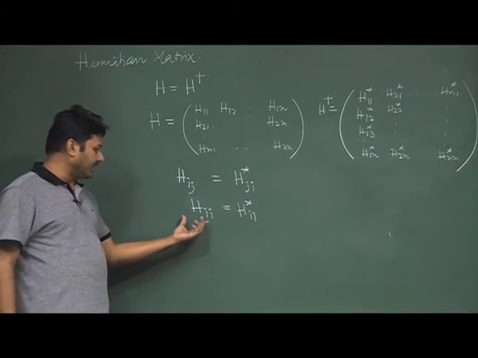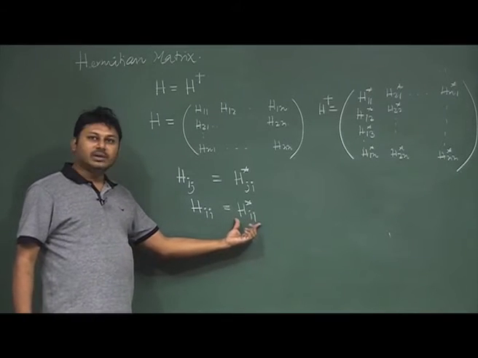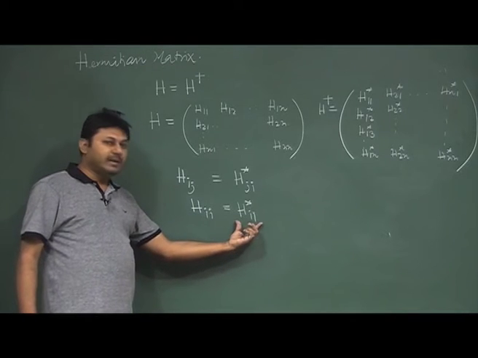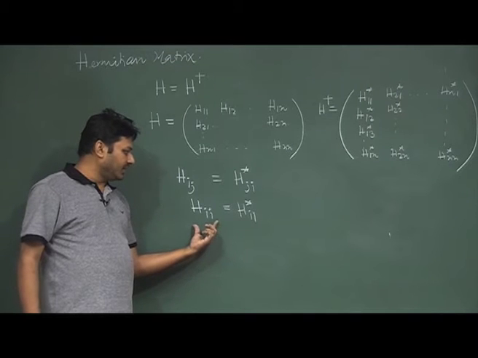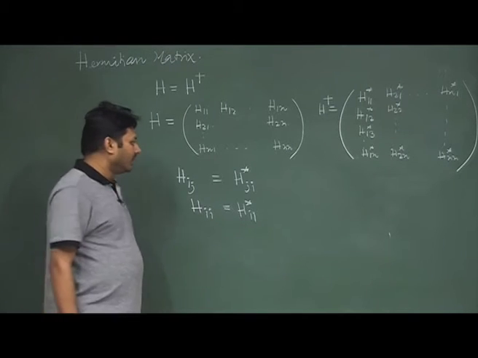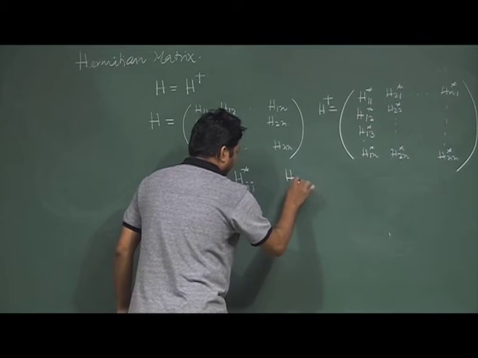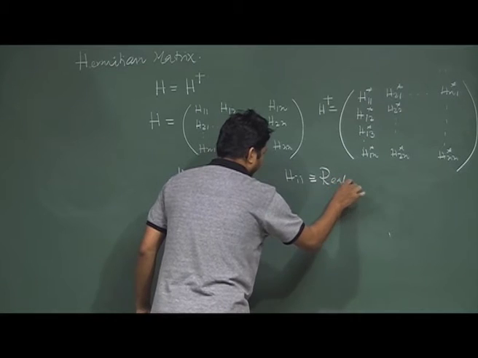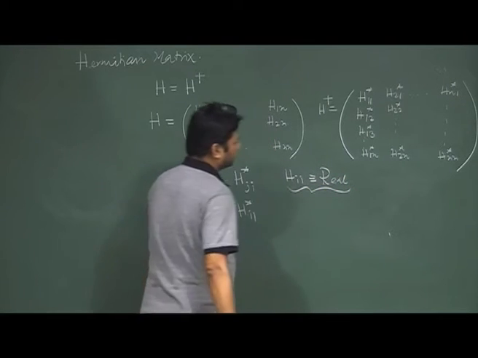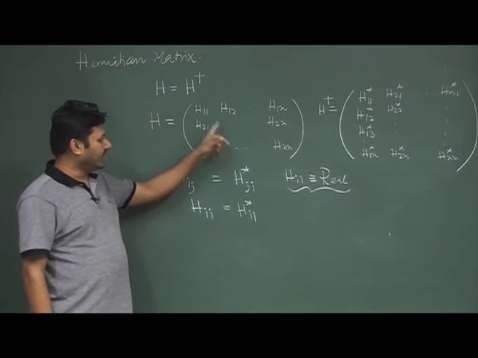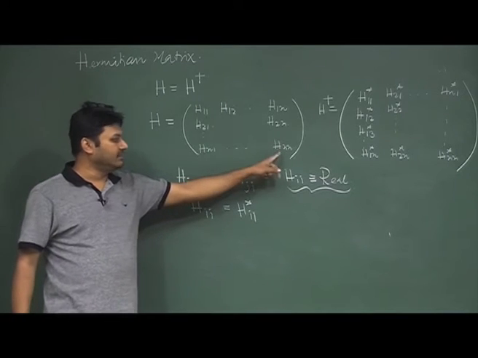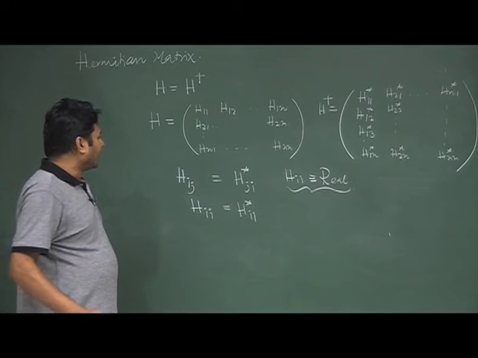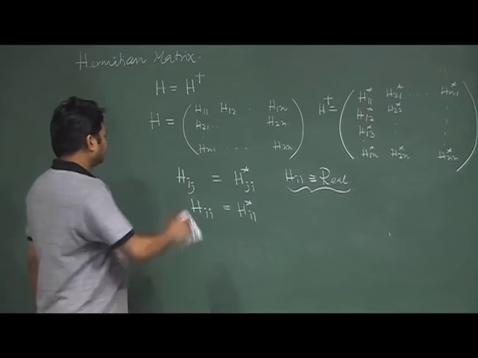So we know that if a quantity and its complex conjugate are the same, then it has to be real. So Hii has to be real. That means in a Hermitian matrix the diagonal elements have to be real quantities. That is one important outcome that we find.